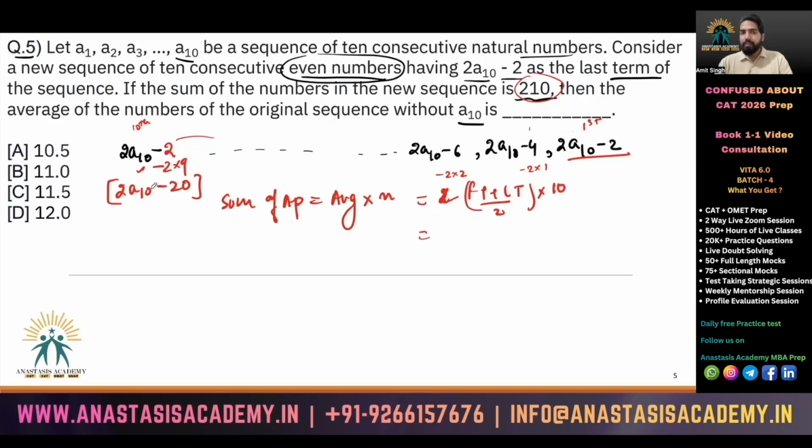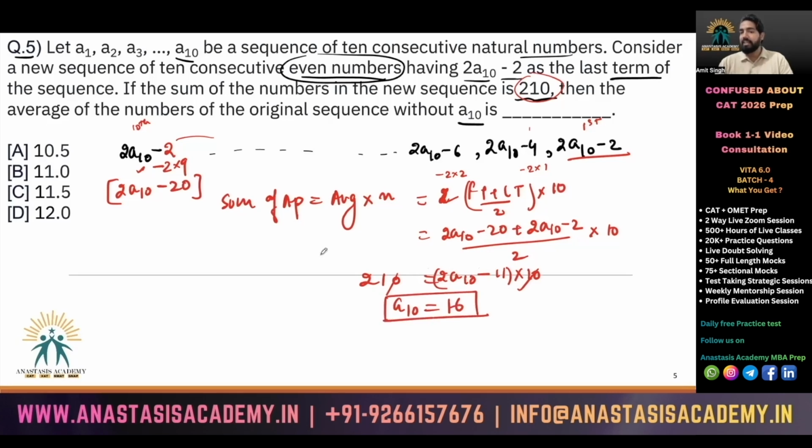So the first term is 2a10 minus 20, and the last term is 2a10 minus 2, divided by 2, into 10. Minus 20 minus 2 is minus 22. So I'm left with 4a10 minus 22, divided by 2, which is 2a10 minus 11, into 10, and that is equal to 210. So from here I can find the value of a10. It is 32 divided by 2, so I get the value of a10 as 16.